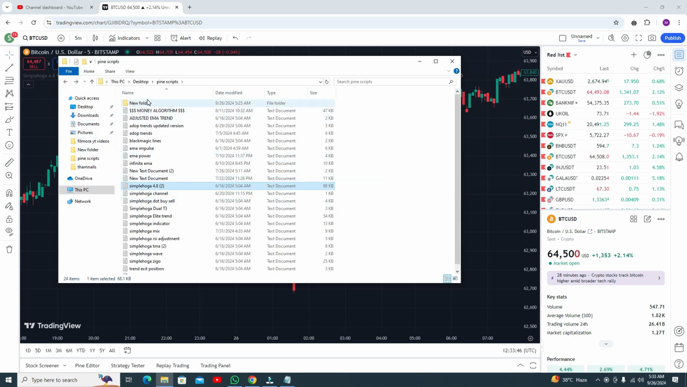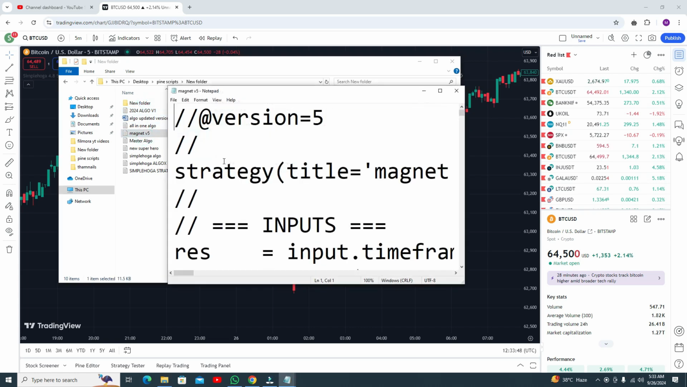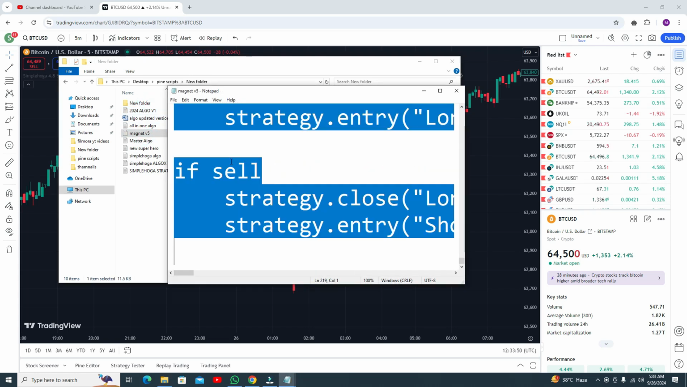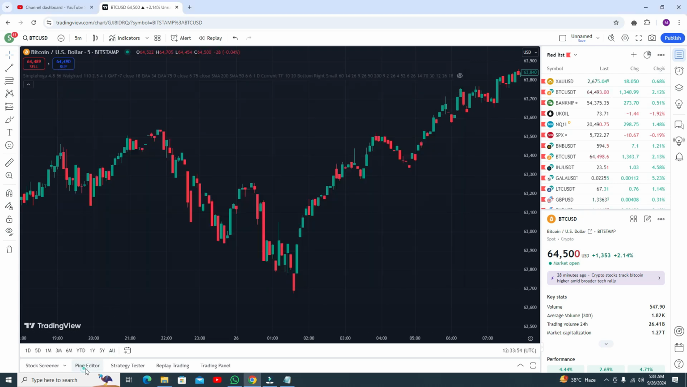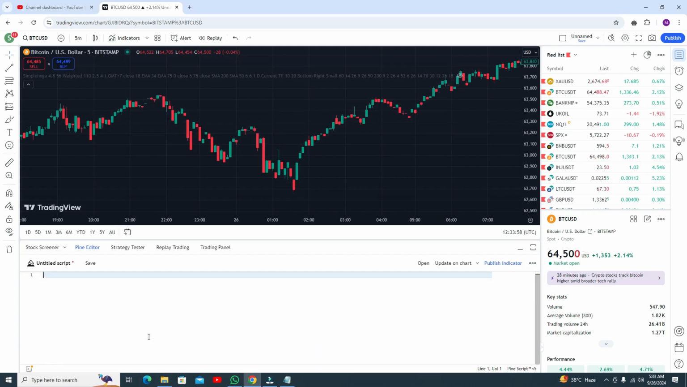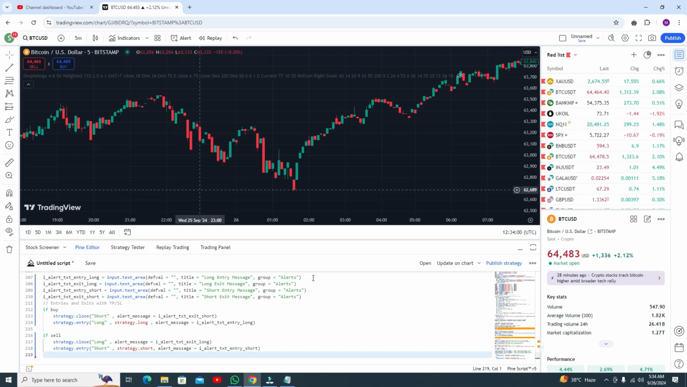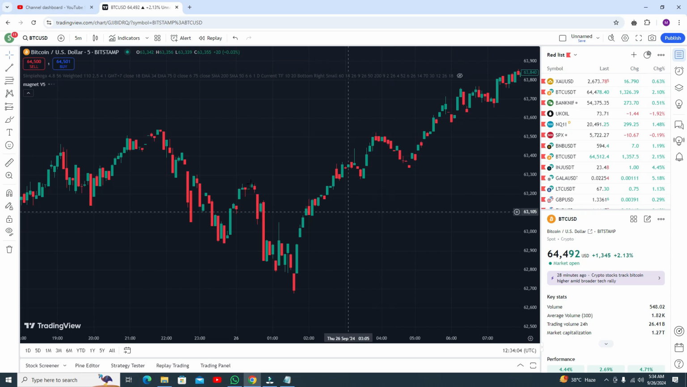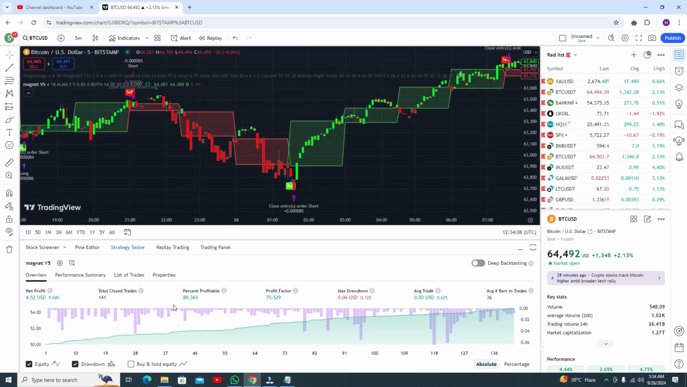Pine script here, Magnet, Ctrl+A, Ctrl+C, copy my code, then go to the Pine Editor again. Here you need to press Ctrl+A, remove all my code, and Ctrl+V, paste my new indicator code, and then click on add to chart. After clicking on add to chart, the indicator will look like this. Here you can see 89.35, but I will show you.